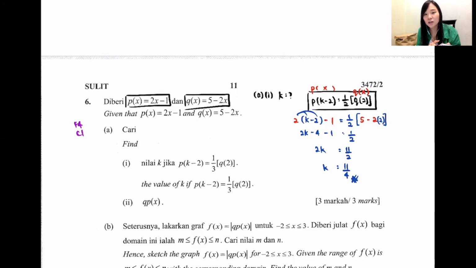Do I make any mistake? 2 times k. 2k minus 4 minus 1 equals 1 over 2. 5 minus 2, 2 times 2 is 4. 5 minus 4 is 1. Correct? 1 over 2, plus 5, divided by 2, 11 over 4.